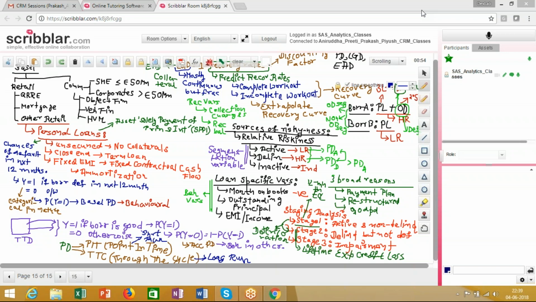So we do have each of these variables which ensure that the behavior risk of the borrower can be captured, right? But it is very difficult to get pure through the cycle variables. Therefore, when we are developing Basel models, the PD estimate may not be an exact or pure PIT or a pure TTC. It is generally a hybrid estimate.